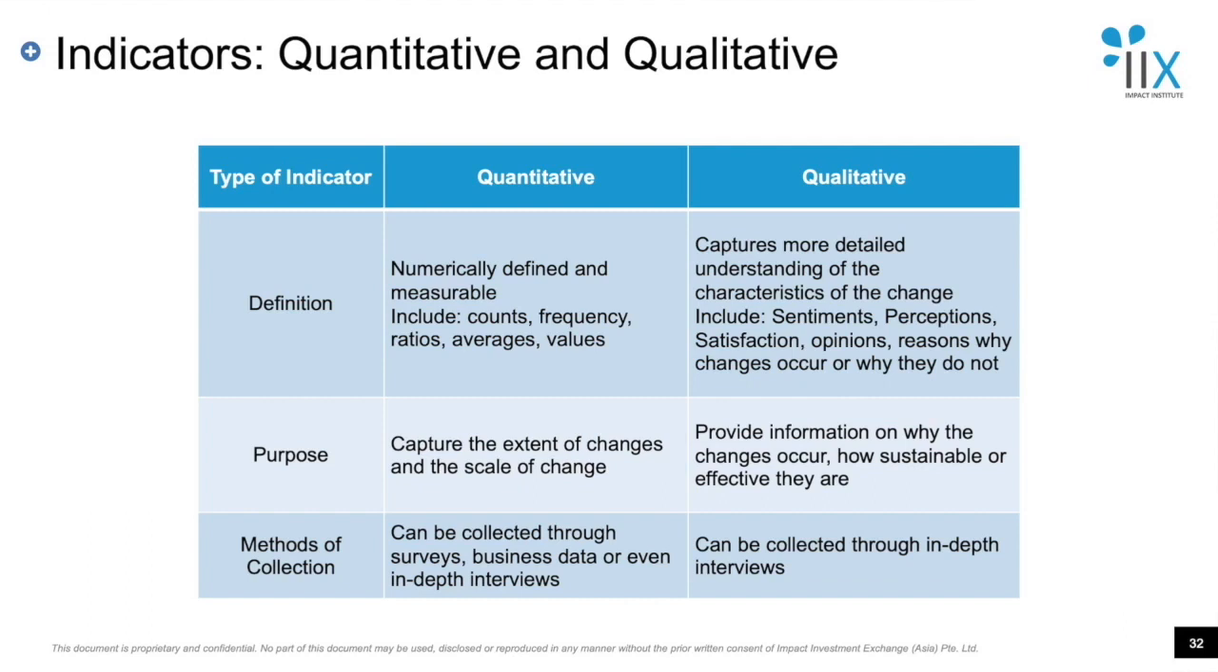And then in terms of the purpose, in terms of the indicator, you say it captures the extent of the change and the scale of the change that's happening on the quantitative side, and again, easily measurable. And in terms of the qualitative side, why that change is happening. And how sustainable can it be, right? So that's something we kind of look at.